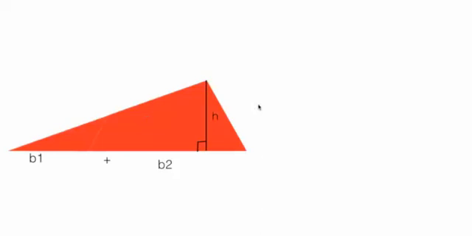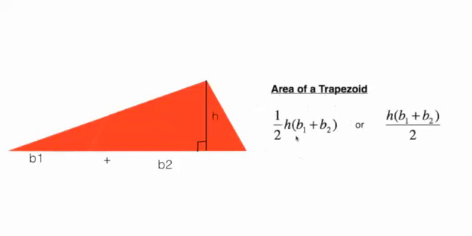So with that in mind, here are the formulas for area of a trapezoid. You can either think of it this way, right? B1 plus B2 times the height and then 1/2 of that. Or you can think of it this way. Again, B1 plus B2 in parentheses, do that first, times your height and then divide all that by 2. They're the same formulas, just written different ways.